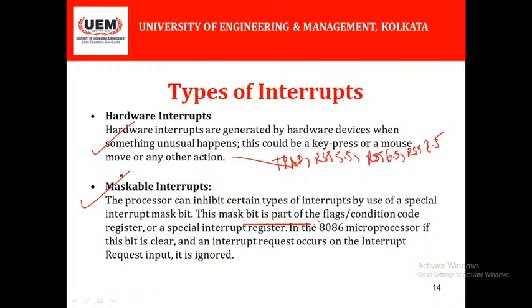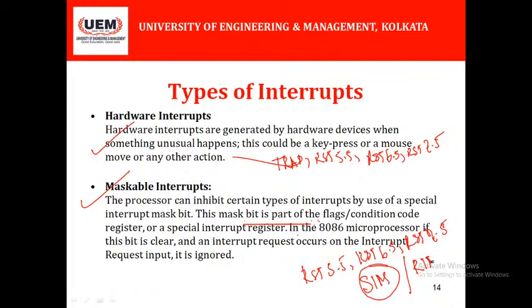Maskable interrupt: we have already learned that interrupts which are maskable in nature, that means they can be ignored by the microprocessor, are known as maskable interrupts. For example, in case of the 8085, RST 5.5, RST 6.5, RST 7.5 are all maskable in nature, and in order to set them masked or unmasked, we use the SIM instruction, and in order to read the mask condition, we use the RIM instruction.